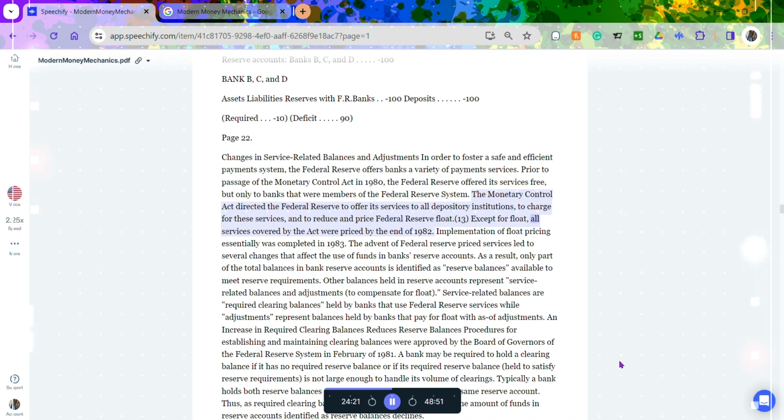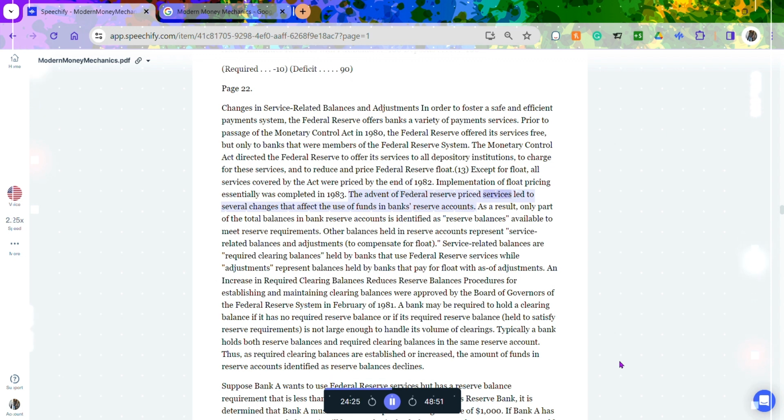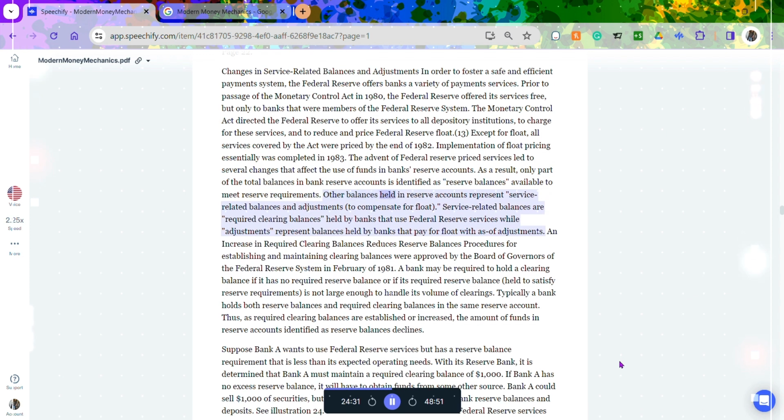Except for float, all services covered by the Act were priced by the end of 1982. Implementation of float pricing essentially was completed in 1983. The advent of Federal Reserve price services led to several changes that affect the use of funds in banks' reserve accounts. As a result, only part of the total balances in bank reserve accounts is identified as reserve balances available to meet reserve requirements. Other balances held in reserve accounts represent service-related balances and adjustments, to compensate for float.